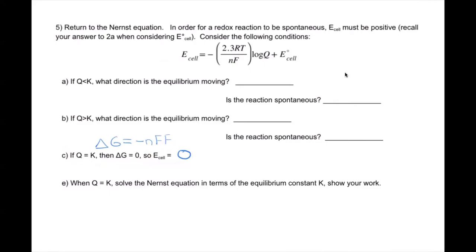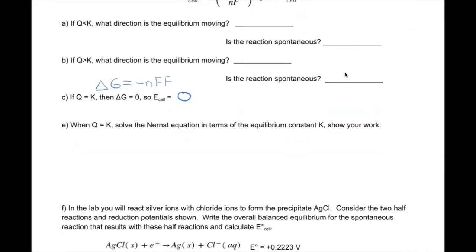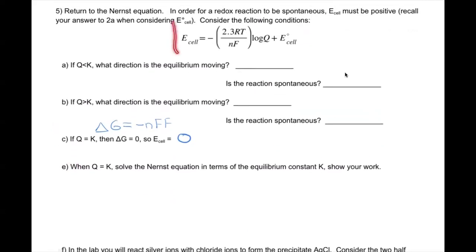With that in hand, in part E, we're going to take this equation and rearrange it, doing some algebra. It's asking: when Q is equal to K, can we rearrange that equation and solve for the equilibrium constant? I'm going to set this up and do the first step for you.